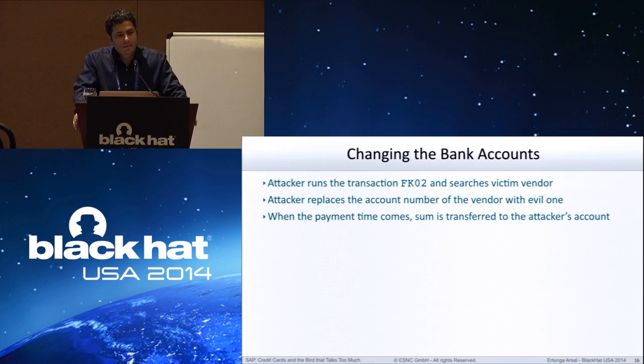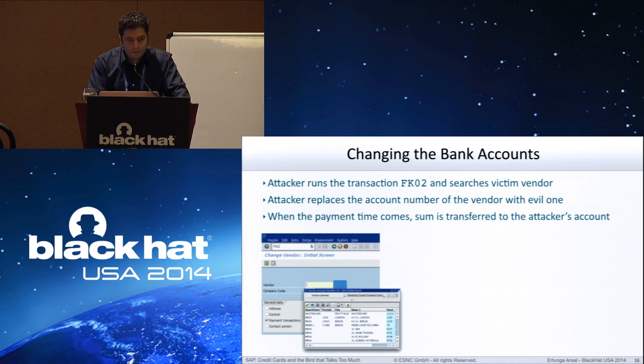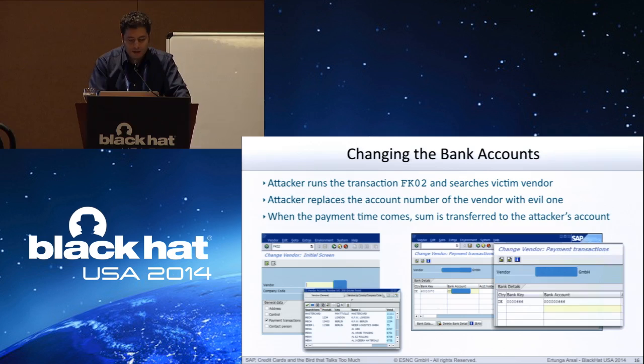This can be done using a transaction in SAP called FK02. The attacker can run this transaction, then, based on the information, choose this vendor, look at the bank account of this vendor, and just change the bank account and put in his own bank account, probably. I mean, putting a personal bank account where you'll get $1 million US would not be very wise, right? Putting a corporate account will not be wise either, so don't do it.